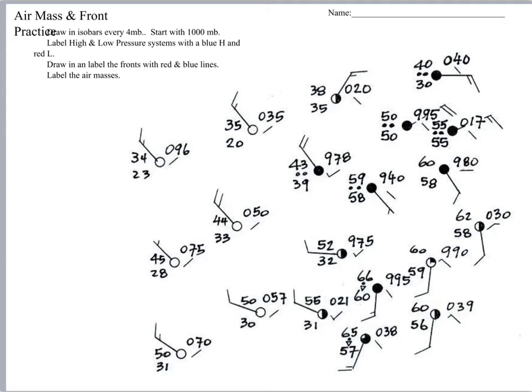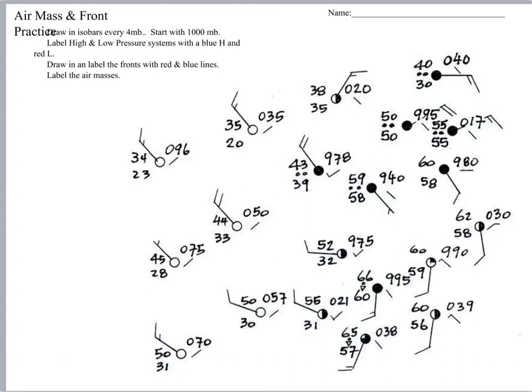Okay, in this video, I'm going to show you how to draw isobars. Iso is a root word meaning equal, and bar is a root word meaning pressure, so we're going to draw lines of equal pressure. This is kind of like drawing contour lines, which would be lines of equal elevation.